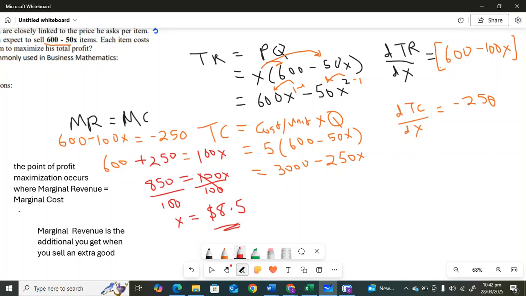So basically, for this firm, if they want to maximize revenue, they must sell each good at $8.5. Any questions?